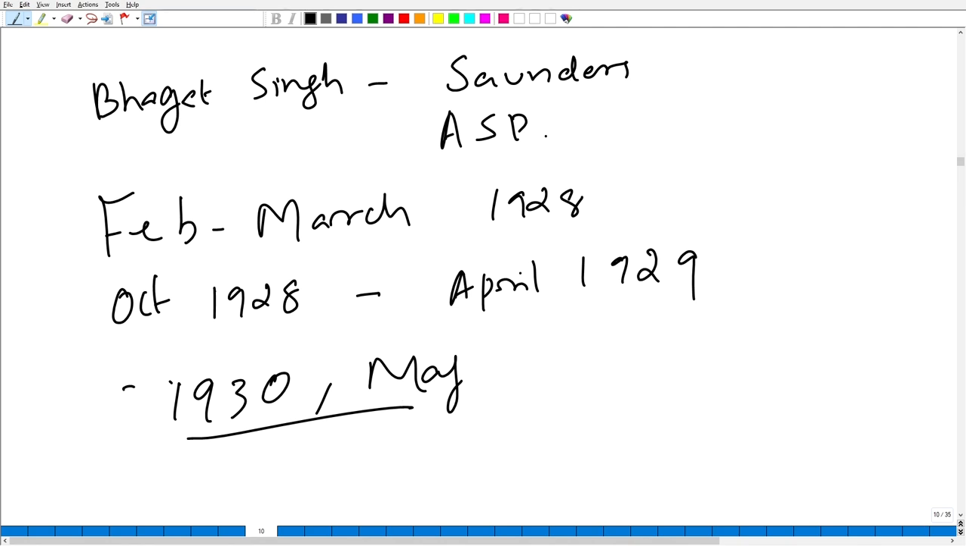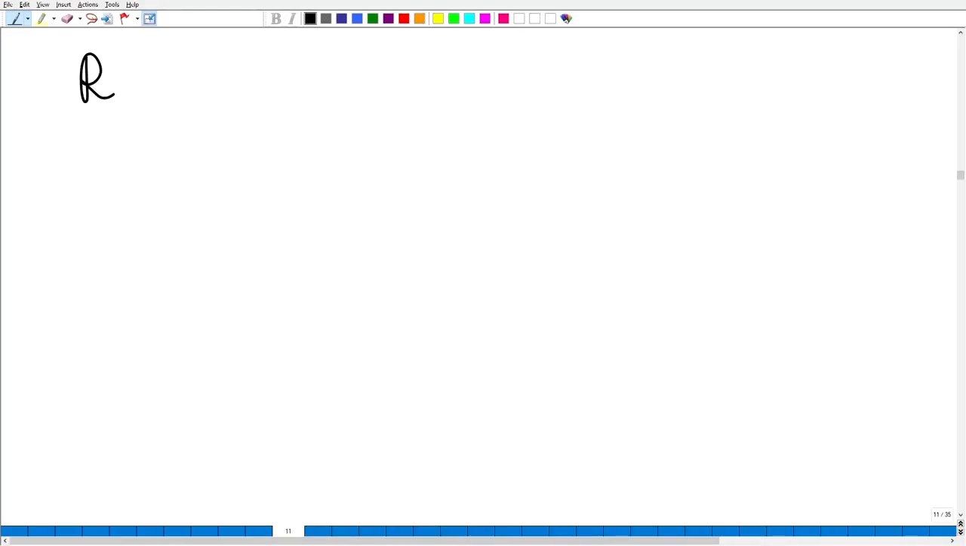Based on the visits of the country, the Simon Commission prepared a report in May 1930. What were the provisions or the recommendations? What were the recommendations of the Simon Commission? Now we are going to analyze the recommendations made by the Simon Commission.